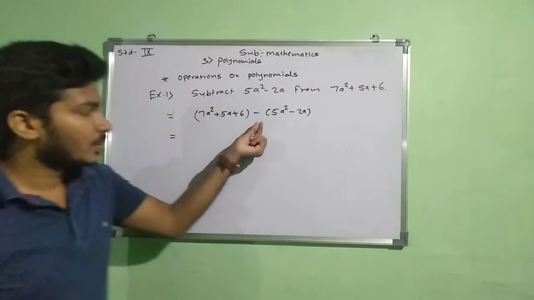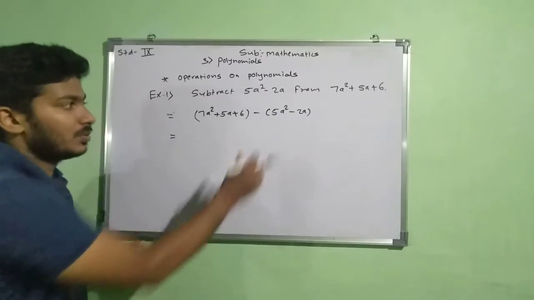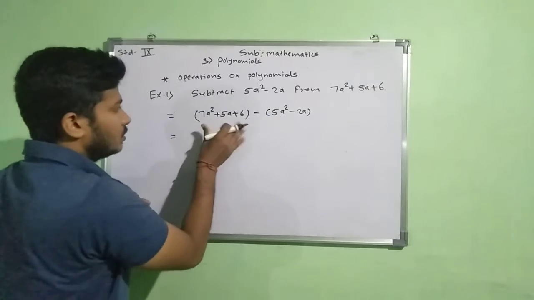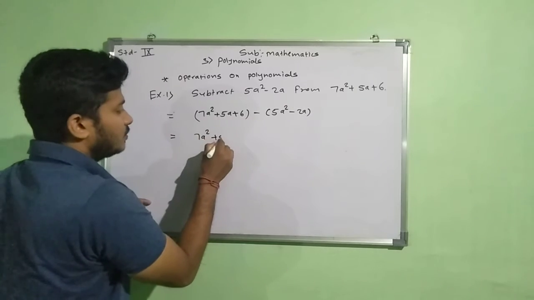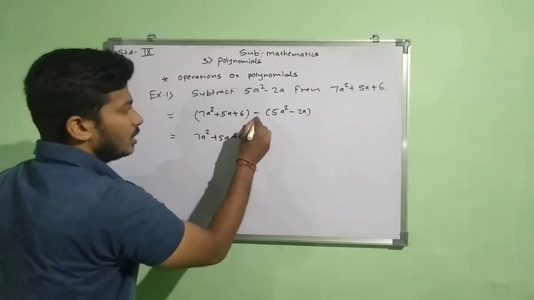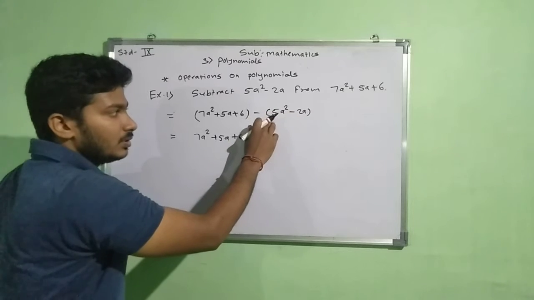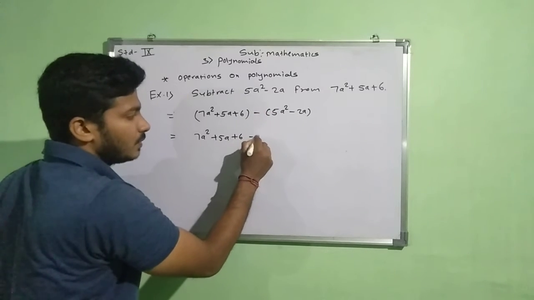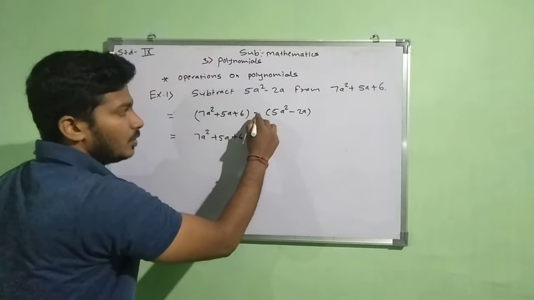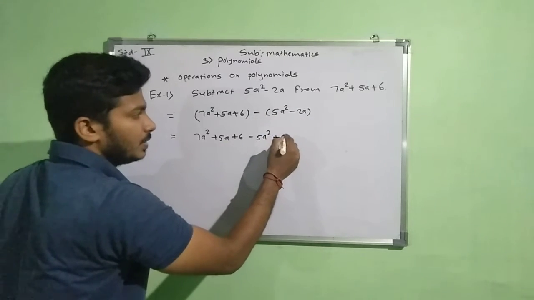Now we will insert that negative sign inside the bracket and we will remove the brackets. So we will remove that bracket from here also. 7a square plus 5a plus 6. Now whenever that negative sign goes inside this bracket, the 5a square is positive, because of that negative sign it will become minus 5a square, and because of that negative sign and that negative sign, multiplication of both negative signs, it will become plus 2a.